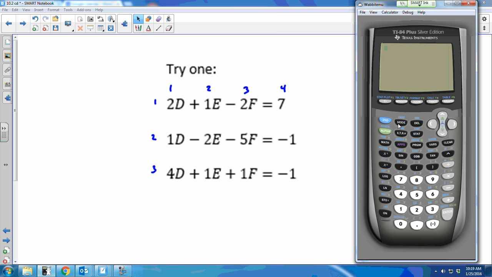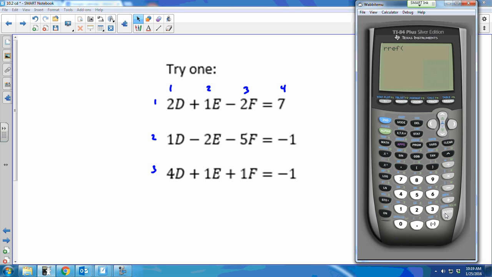Okay? So I'm going to go back to the matrix menu. This time scroll over to math. And you can scroll up or down. It's kind of in the center. You're going to choose B, reduced row echelon form, RREF. And click enter.